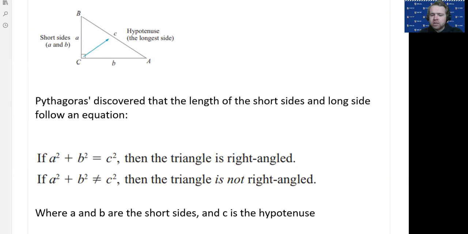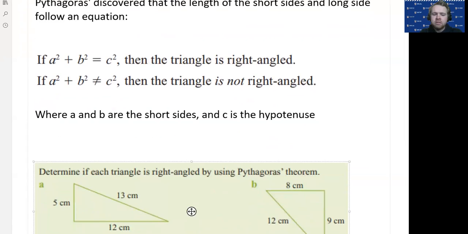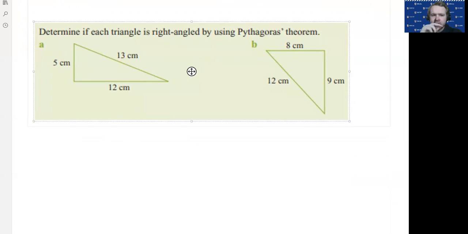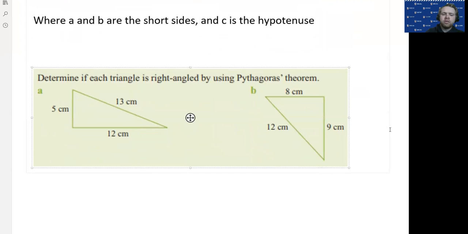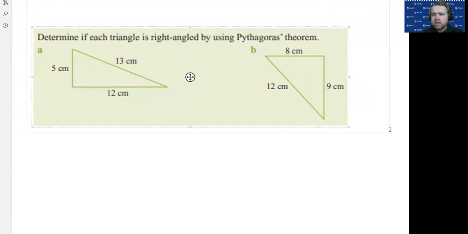So A and B are the short sides, C is the hypotenuse, and the equation we're going to be looking at a lot, and you will remember because we're going to use it a lot, is a squared plus b squared equals c squared. Here's an example of a question. We have to determine if each triangle is right angled using Pythagoras' theorem. We don't know yet if they are. We have to show it. So we need to identify the short sides and the long side. We have 5, 12, and 13. The longest side is 13, so that's our long side.